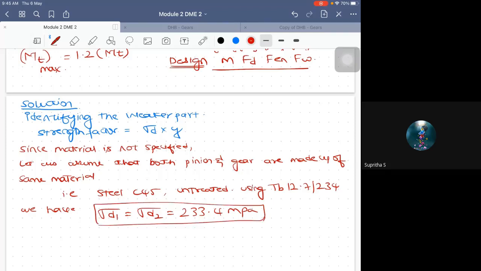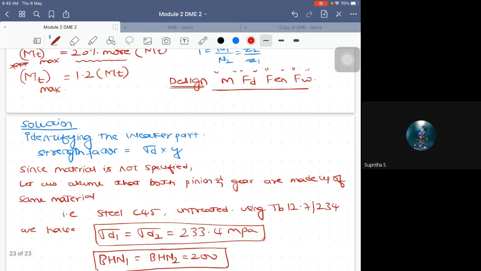Next, BHN of 1 is equal to BHN of 2, which is equal to 200. This would be required while selecting the value of K in the wear load calculation, isn't it? Now, I guess everything else in the problem remains the same, except take care of this particular thing where the maximum torque is 1.2 times the mean torque. You have to take care of this while you are calculating the torque for the module calculation.